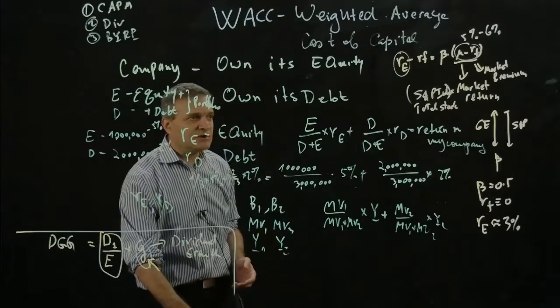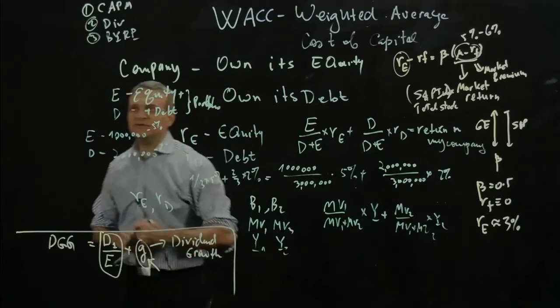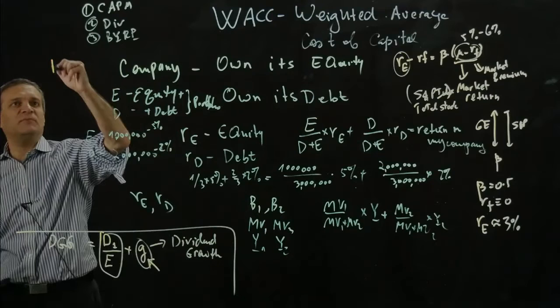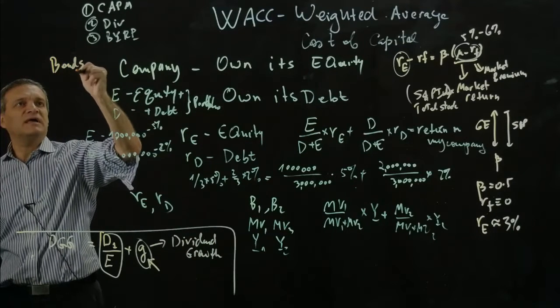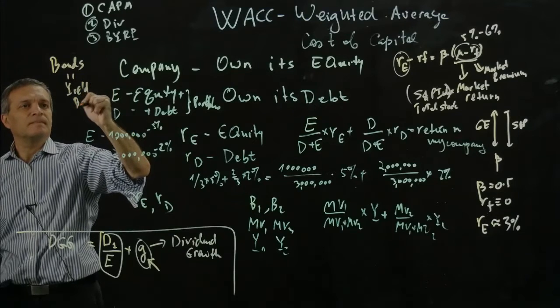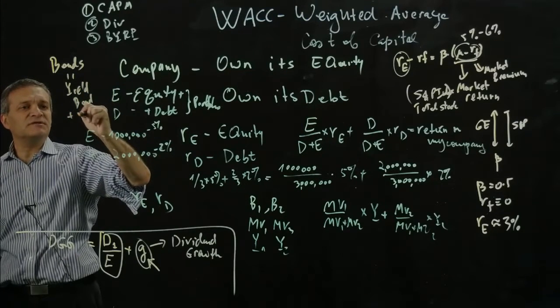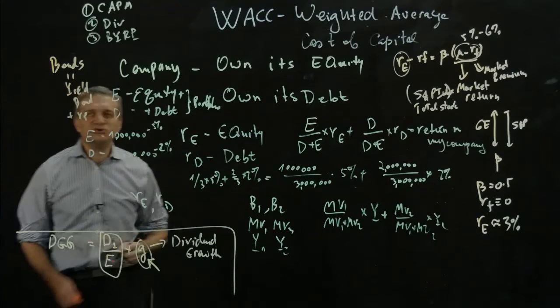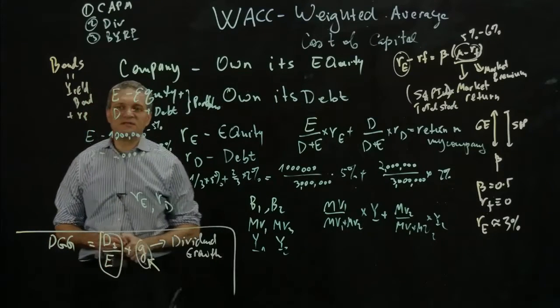And the last thing is, if you have bonds, and you have the yield on the bonds, you can add what we call the risk premium in order to estimate the return on the equity. What is this risk premium?